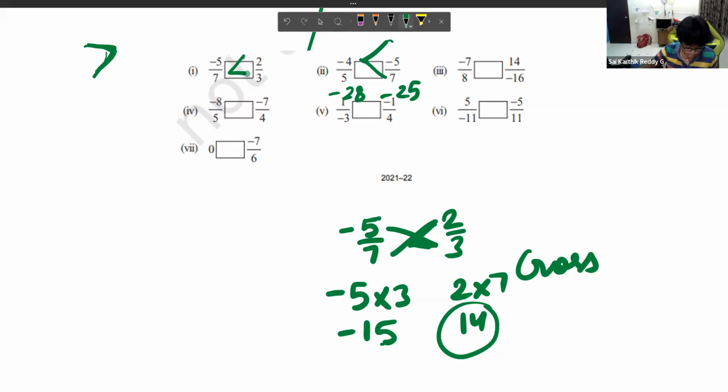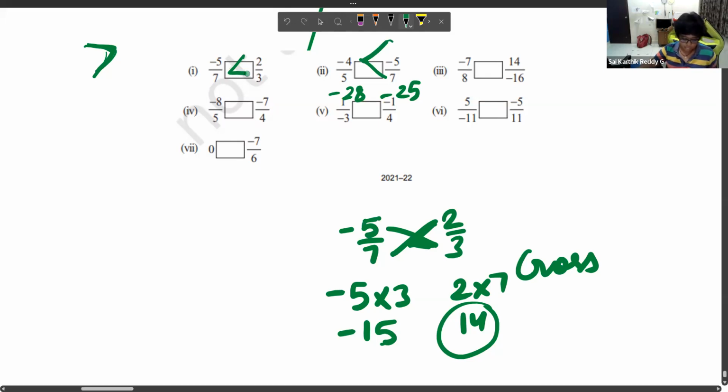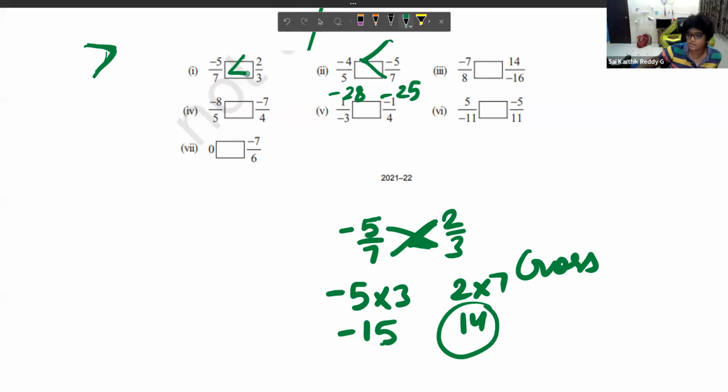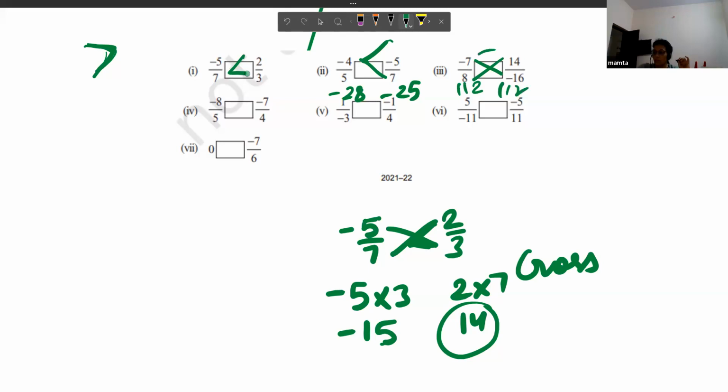Ma'am, third one, ma'am. Ma'am, equal, ma'am. Equal. How? Ma'am, because 16 into 7 is equal to 112 and also 14 into 8 is also 112. Yes. So both are equal. Very good. This one, Meghna.